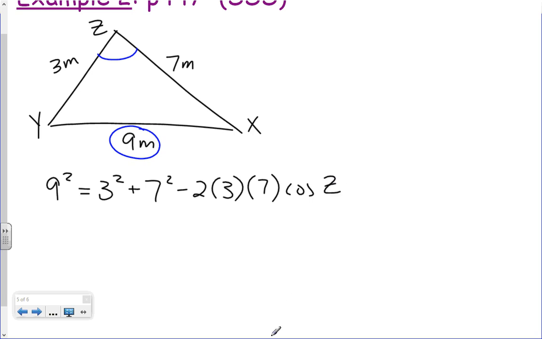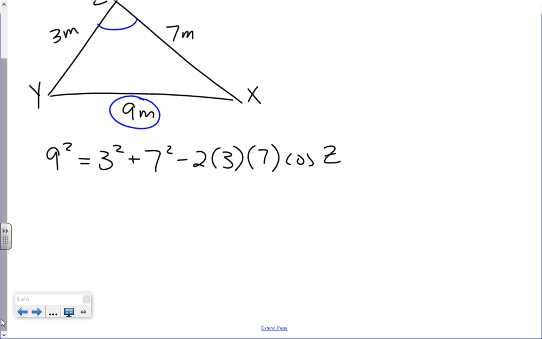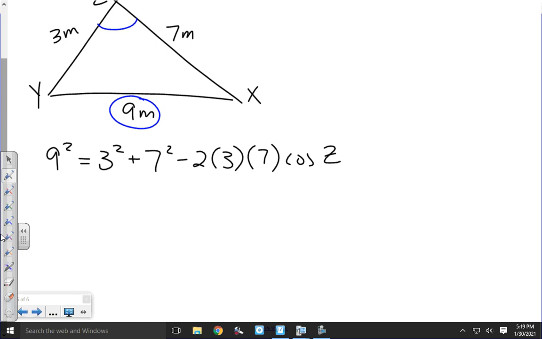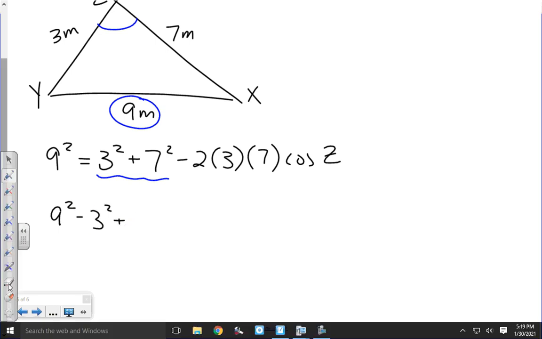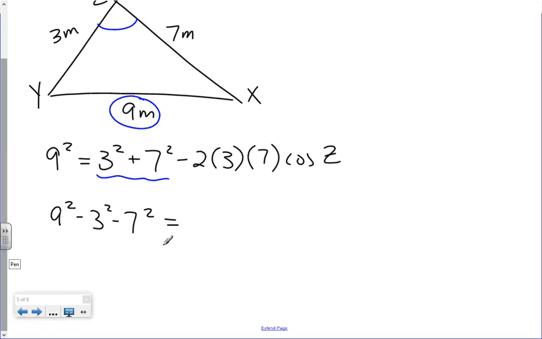And let's go ahead and solve this for Z. We've solved equations, well, maybe not an equation like this, but we've solved equations that have cosine in them before and solved them for the angle. So that's what we're going to do here. Let's first get rid of the 3 squared and the 7 squared. I need to move those to the other side. So I'm going to write this as 9 squared minus 3 squared, oops, it's going to be minus 7 squared, right? When I subtract both of those, it'll be minus 7 squared. And that's equal to a negative 2 times 3 times 7 times the cosine of Z.